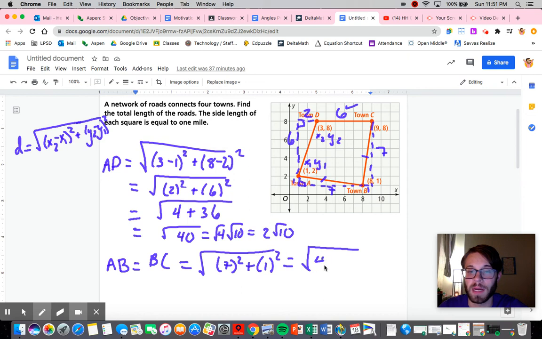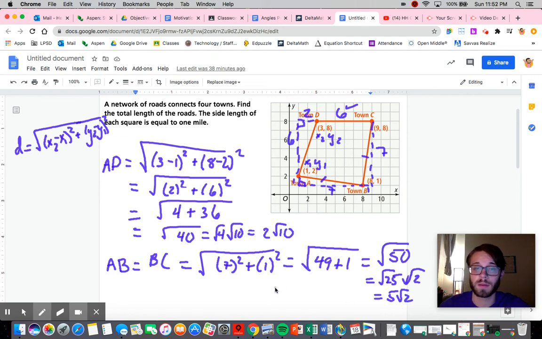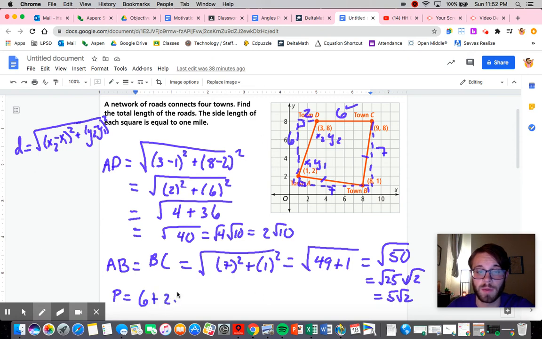So that would end up being 49 plus 1, square root of 50. Now again, we're not going to leave that like that. That's the square root of 25 times the square root of 2. So that is just 5 root 2. Now again, we're dealing with 2 of these, so when we add everything up, remember we have to add that twice. So the perimeter or the length is ultimately 6, don't forget our 6 from the top, plus 2 square root of 10, and then plus 2 times 5 times the square root of 2, which is 10 square roots of 2.